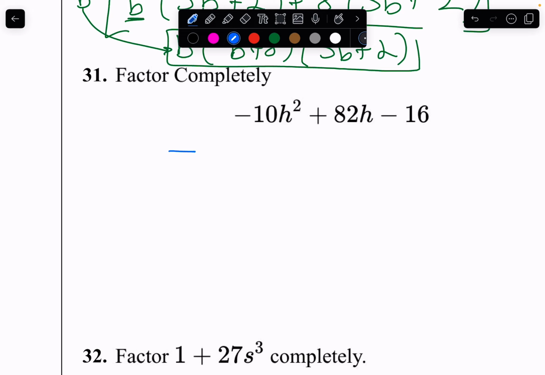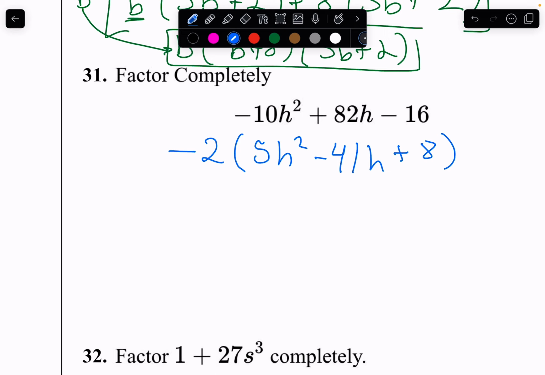Let's see if we've got 10, 82, and 16. 82 is kind of an odd one. It looks like the highest number I can divide all of those by is just going to be a 2. So I'm going to pull a negative 2 out, which is going to give me 5h squared plus minus 41h plus, and then we get 8.